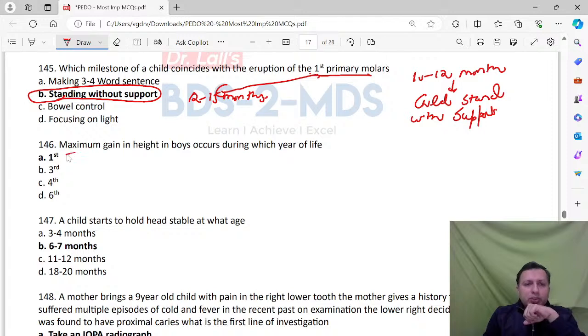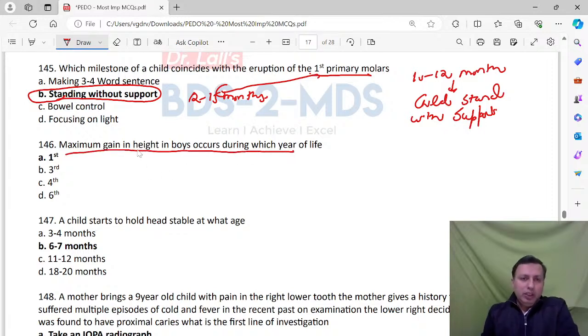Now the next question is, the maximum gain in the height in the boys occurs during which year of life? Now it is said that the maximum gain in the height in the boys is generally seen in the first year of life, and the maximum growth spurt in boys is generally seen in the age group till 16 years.